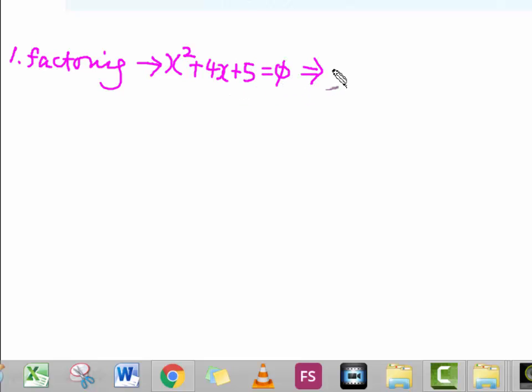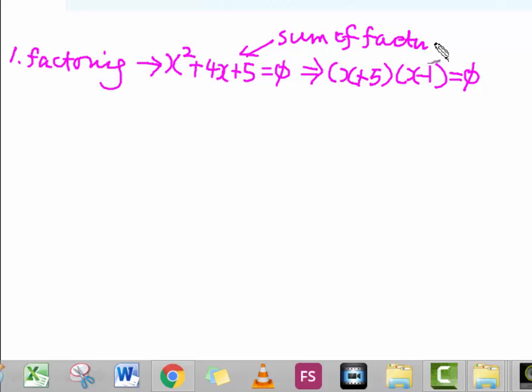First, we learned factoring. For example, if you have an equation, say x squared plus 4x plus 5 equal to 0, then we're going to change it to a factor form of x plus 5, x minus 1 equal to 0 by using the sum of the factors of c. Then we solve for x.